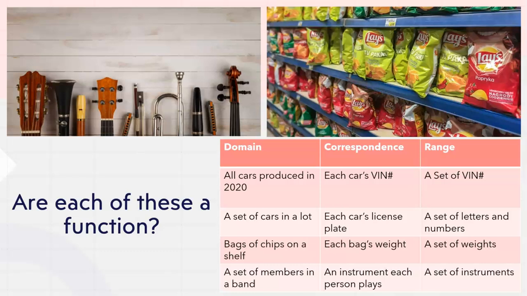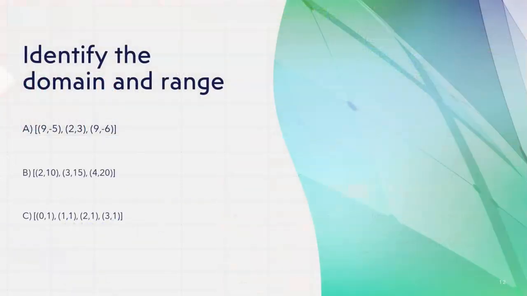If you have a bag of chips on a shelf and a set of weights, no, this is not a function because chips could share the same weight, or you might have a brand of chips with different weights. And then the next one, you have a set of band members and a set of instruments. Yes, this is a function because most instruments only have one person playing them. You can't share an instrument.